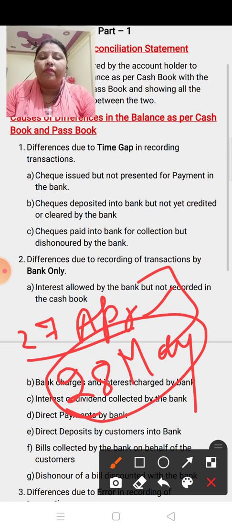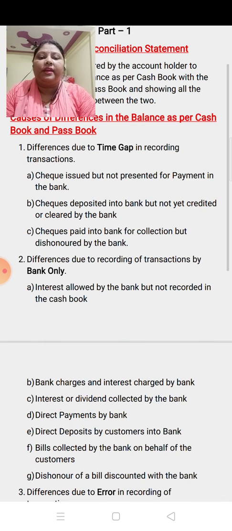The difference of time gap means on 27th April we have less balance, and in the passbook on 28th May we have less balance. So this is one cause, in which the cash book and passbook will always be different. Now we can take the second example.